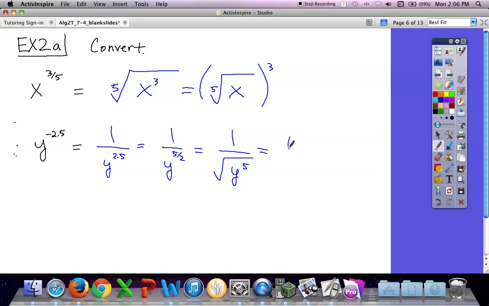Or you could say 1 over the square root of y to the 5th. All of those are good. So remember that negative exponent, how you're going to deal with that.